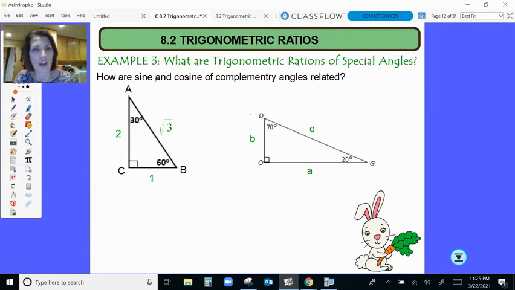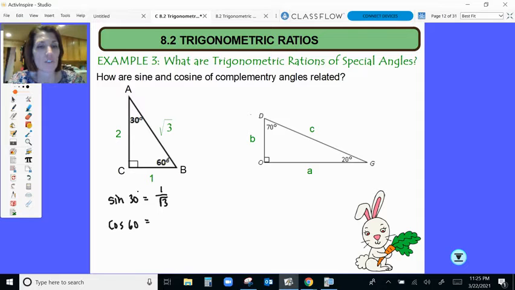Okay, so again, how are the sine and cosine of complementary angles related? Well, we know that the sine of one angle is equal to the cosine of the other angle, right? So right here, if I put the sine of 30 degrees, that one's going to be my opposite over my hypotenuse, so 1 over square root of 3. And I'm not going to simplify that right now, just for argument's sake. So if I take my cosine of 60 degrees, so notice that these are complementary angles, my cosine is going to be 1 over square root of 3. So notice that those are equal.